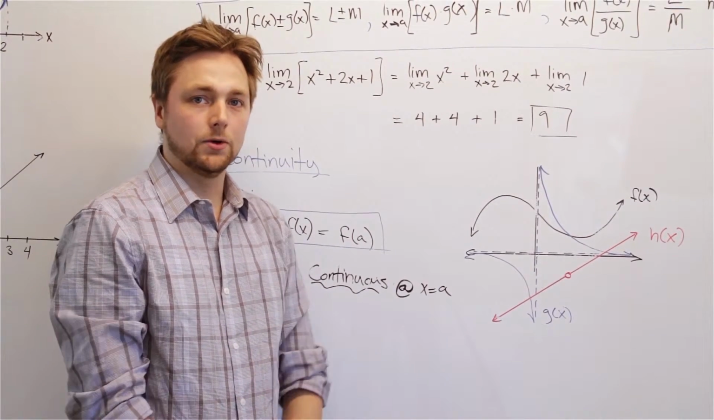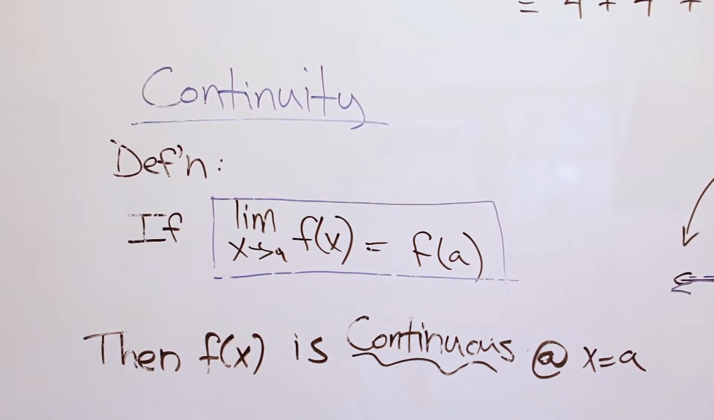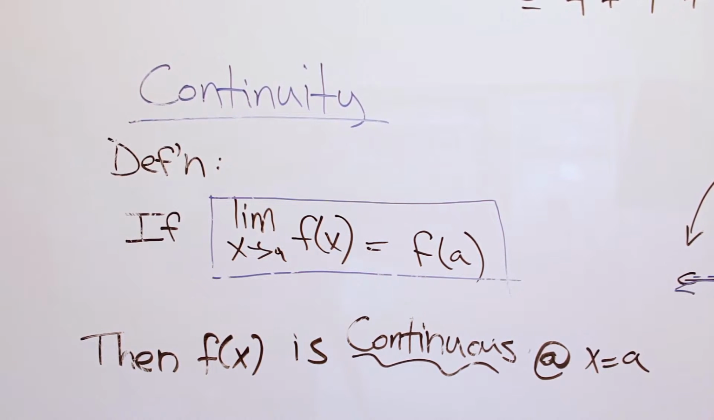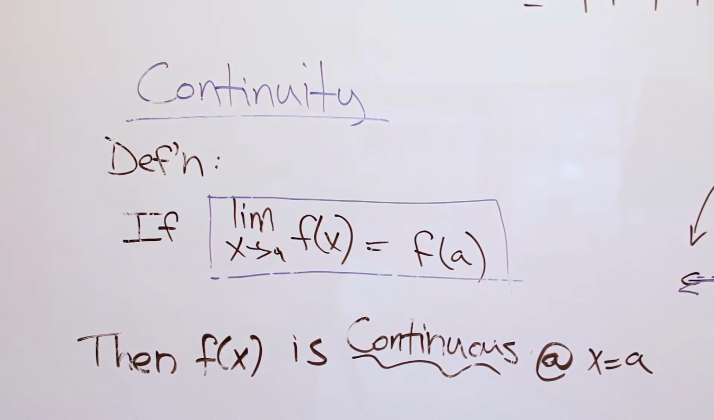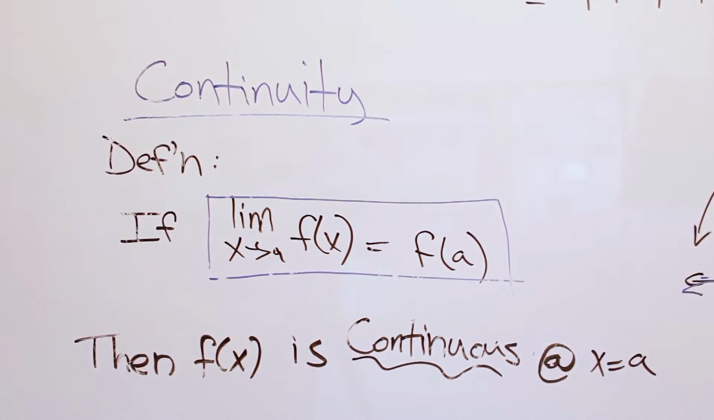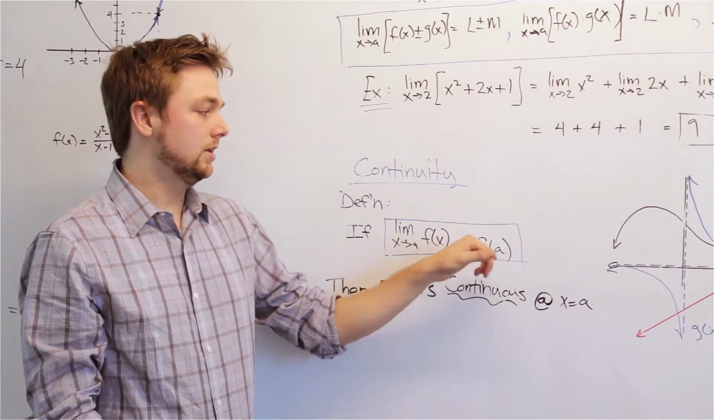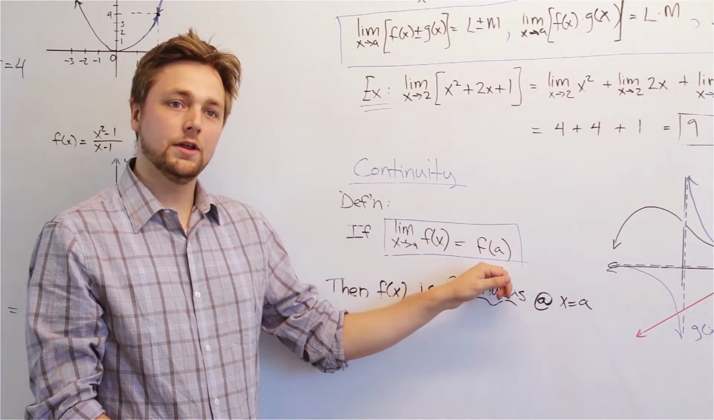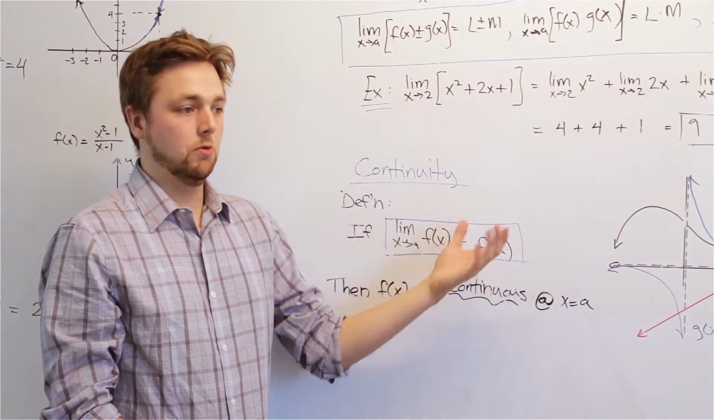But let's give ourselves a more formal definition for this. Formally, we can describe continuity as this equality. If we have the limit as x goes to a of f of x equals f of a, then a function will be continuous. Well, what does this look like?